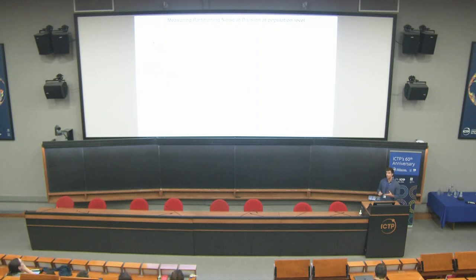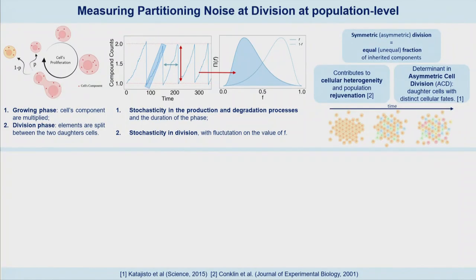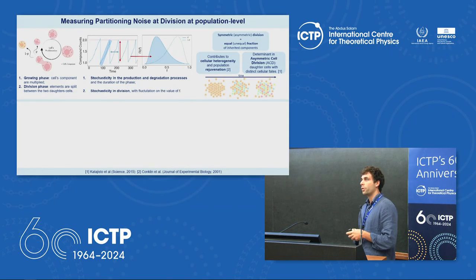So we can schematically represent a cell proliferation cycle as divided into two phases, a growing phase where cell components are multiplied, and a division phase where the same elements are split between the two daughter cells. And this process is highly stochastic. Many noises affect it, but in particular, we're interested in the noise in division, and we want to reconstruct the properties of the partitioning distribution. This problem is interesting because partitioning noise has been linked to cellular heterogeneity, to rejuvenation, and also to asymmetric cell division, which is when daughter cells have a distinct fate from their mother.